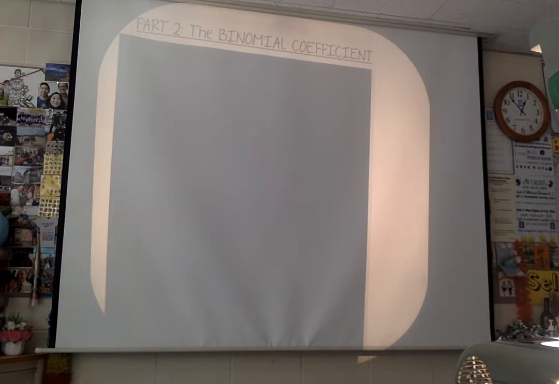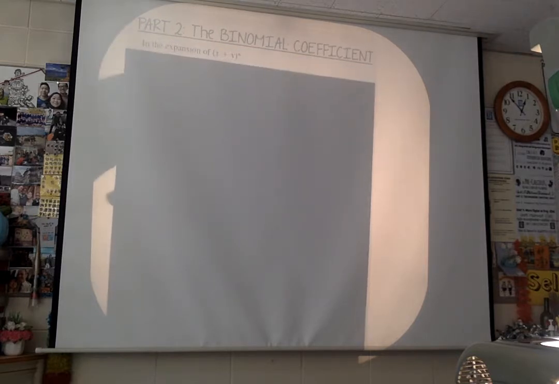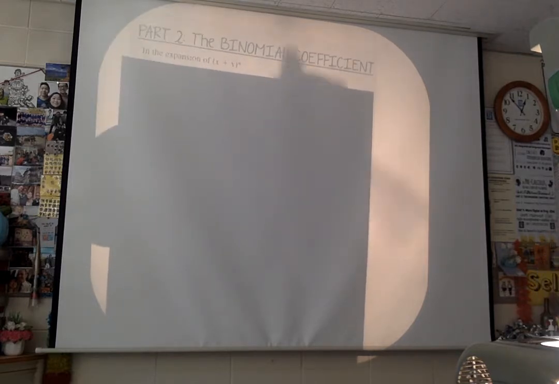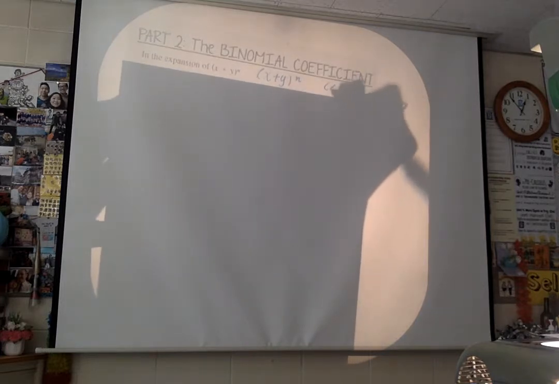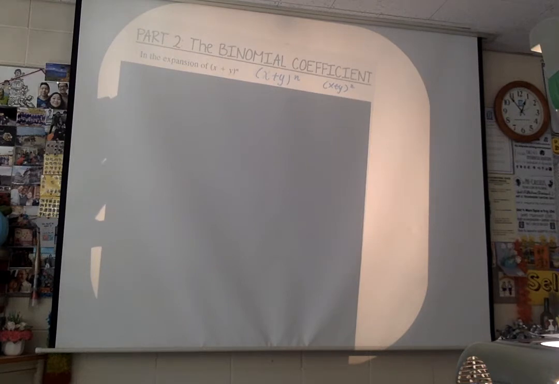Binomial coefficient. All right, in the expansion of (x plus y) to the nth power, I see that's really hard to read for you, so I'll write it bigger, okay? In fact, I'll write it really bigger later, okay? But when you expand something like (x plus y) to the second power, what do you get? Because what if you have now (x plus y) to the third, okay?